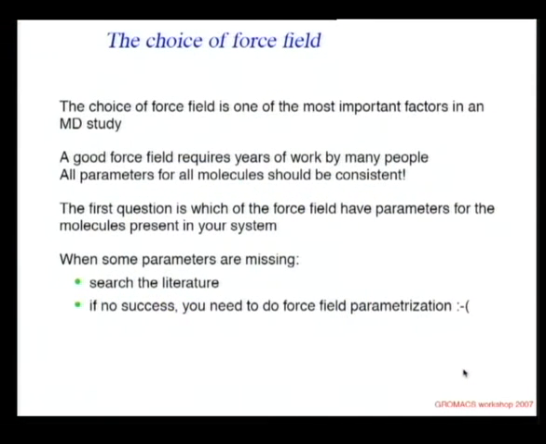Okay, so if you have a system and you want to simulate, you have to choose a force field. So the first question is, which of the force fields have the parameters for the molecules that are present in your system? Of course, if only one force field has the parameters for your molecule, and the force field is reasonably reliable, which is again hard to judge, then you should choose that one. But there can be a problem that there are no parameters for your molecule actually. So what should you do?